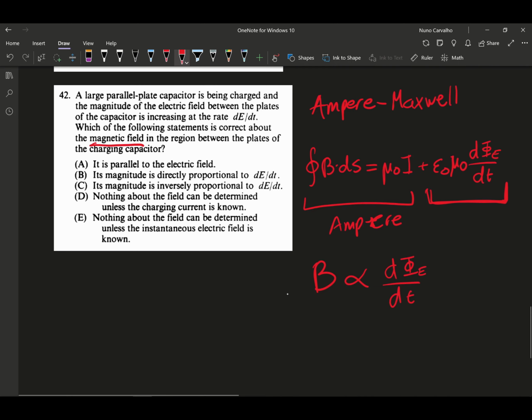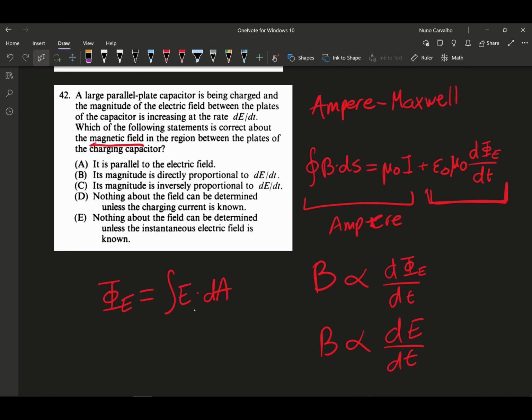And if you think about it, electric flux is really just the integral of E over dA, which tells us that if the electric field is changing at a rate of dE/dt, and assuming the area is staying constant, which for a capacitor it is going to, then this is also proportional to the change in the electric field with respect to time.